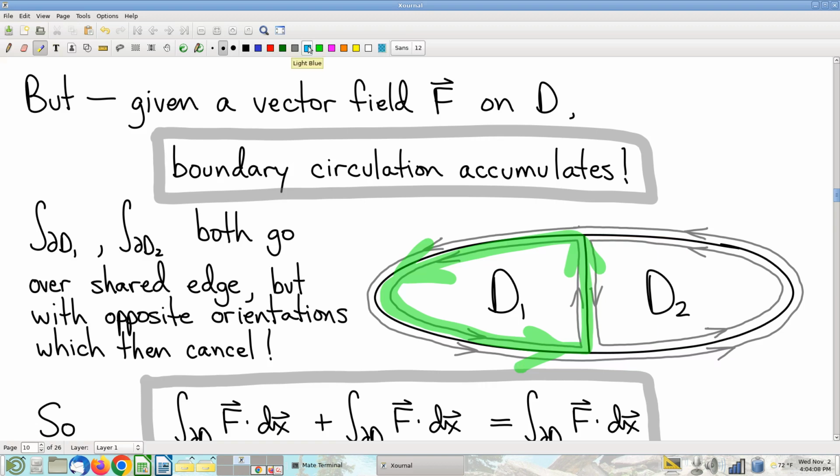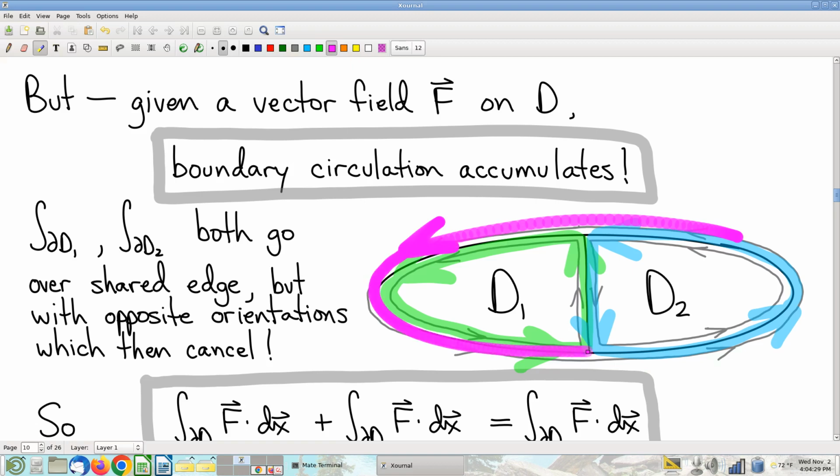The boundary circulation on the right piece. Again, an oriented thing. There's the boundary circulation on the right piece. And again, I ask, is the green circulation plus the blue circulation, does that add up to the boundary circulation on the whole, namely this purple?